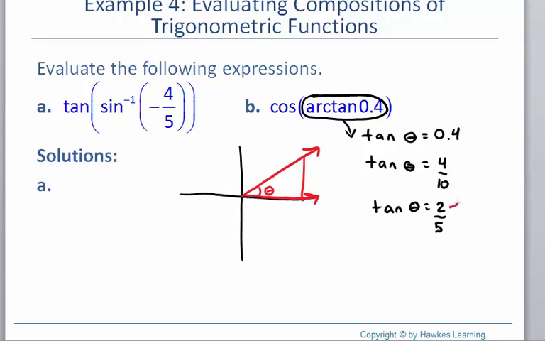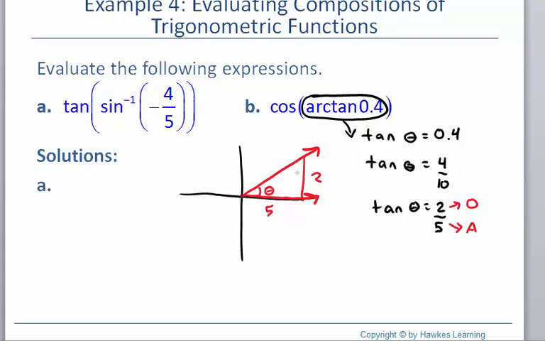Okay, what do we know about the sides of the triangle? We know that the opposite side is 2 and the adjacent side is 5. So opposite is 2, and it's positive because we're moving up with that. And the adjacent is 5, also positive because we're moving to the right.